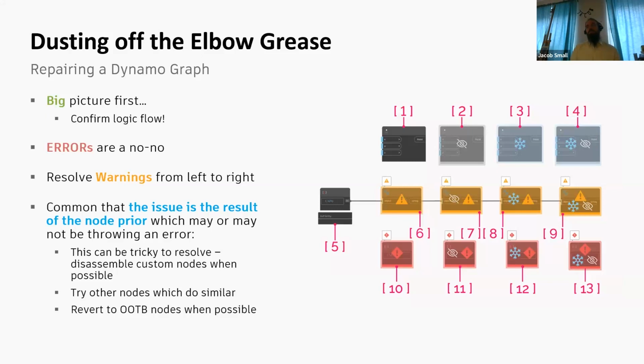Once that's done, we want to tackle the errors next, right? Any node that's in an error state is going to have big problems. The most common error state is usually you're missing a package or you're in the wrong Dynamo context. So resolving those two things is usually pretty quick. Install the right package or open the right version of Dynamo, be it, I don't know, Dynamo for Revit instead of Dynamo Sandbox or something along those lines. After that, start working on your warnings from left to right.